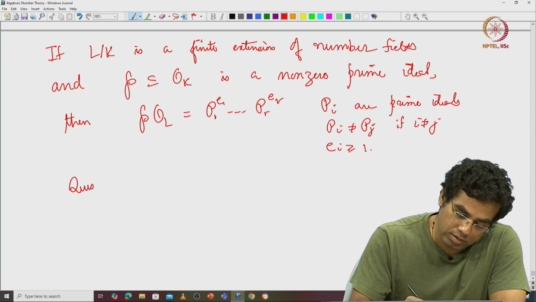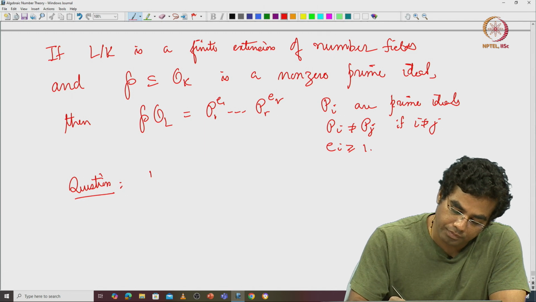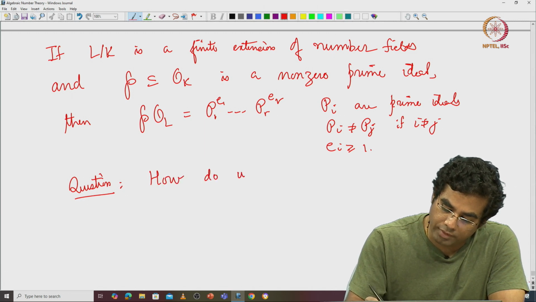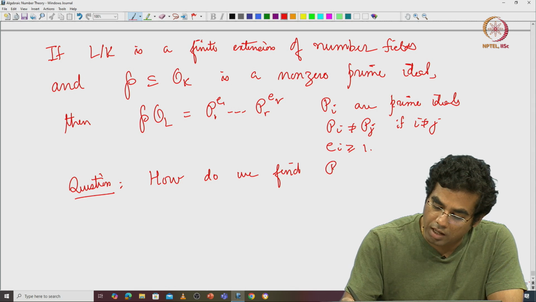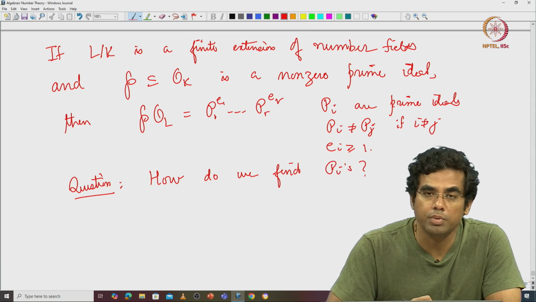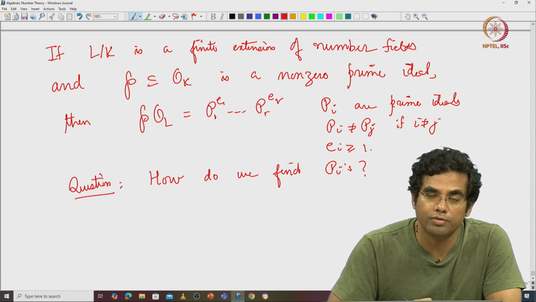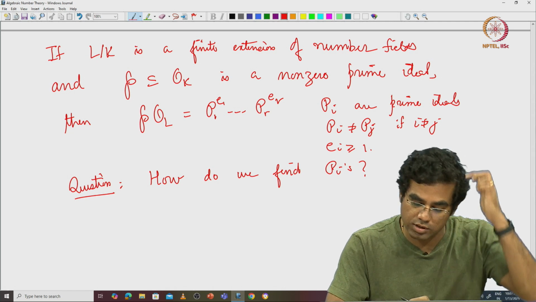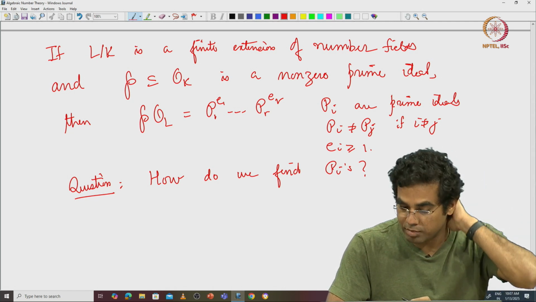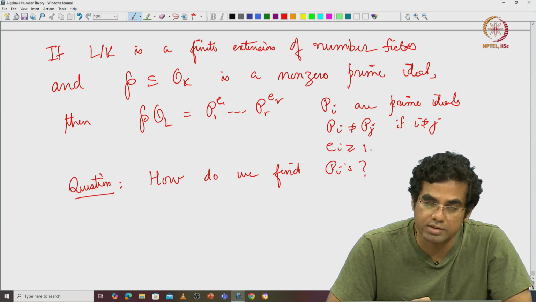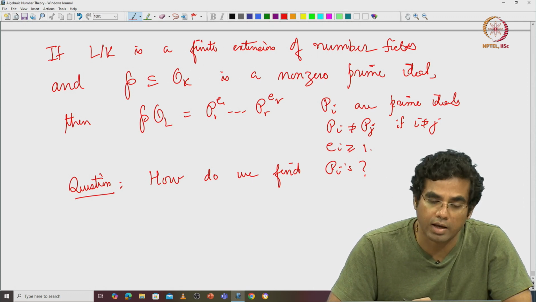Then the question is, how do we find the P_i's? So, given P and given this extension L over K, how do I find this factorization? I know that it exists. I also know a few more things about it. For example, the degree of L over K is the summation of e_i f_i. So, there is some restriction on how many P_i's there can be, what the powers can be, etc. But how do I actually find them, or how do I at least find the e_i's and f_i's to begin with?